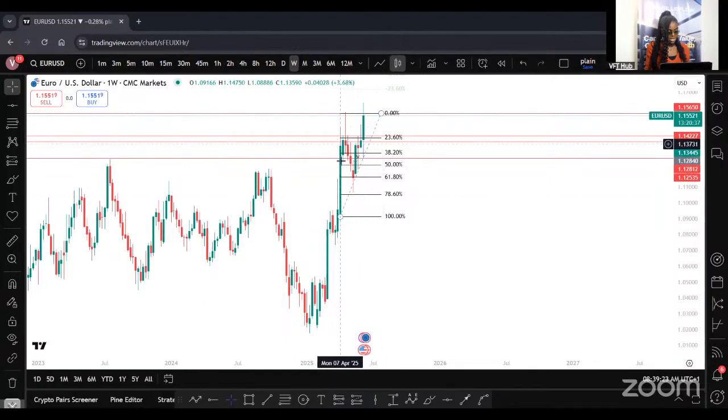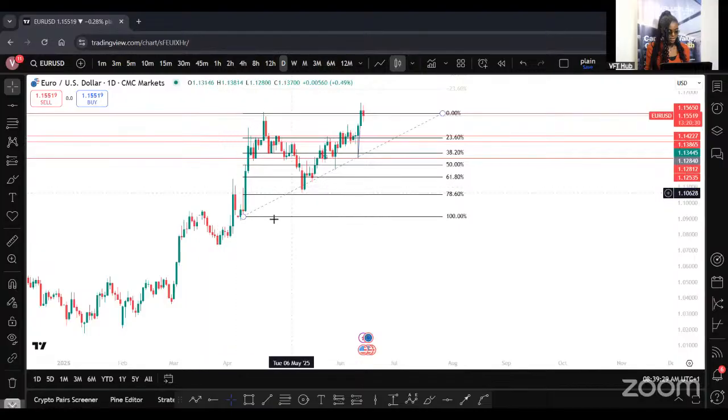We've seen a clear of this very high right here, and after every expansion, all we expect to see is some retracement. Same thing for the daily time frame, held at the 78.6% fib level, and we're seeing some push. We're seeing more bullish moves on the daily time frame.